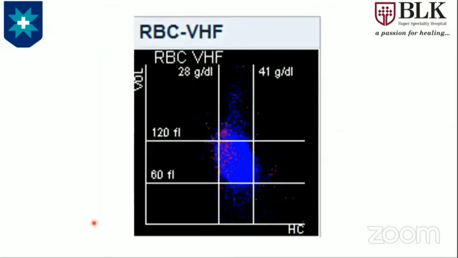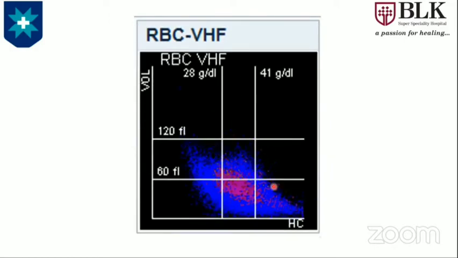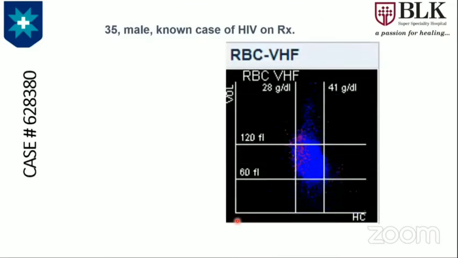Similarly, if you look at this particular plot, you don't see much of a difference. This is very well within the normal range of the plot. And again, when you look at the hypochromic microcytic plot, you're able to see that the cells have fallen down significantly. Now, I'm sure you would have seen such cases in your practice.